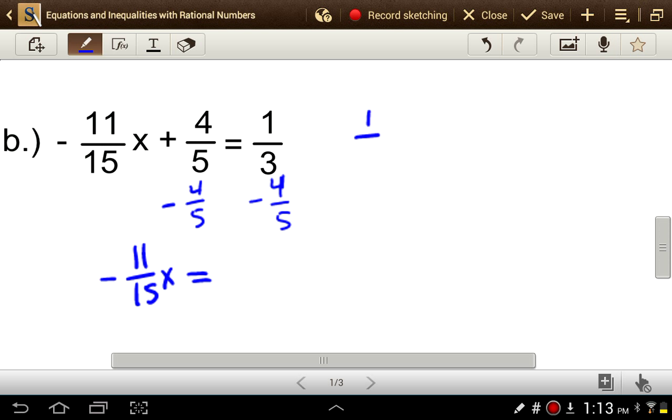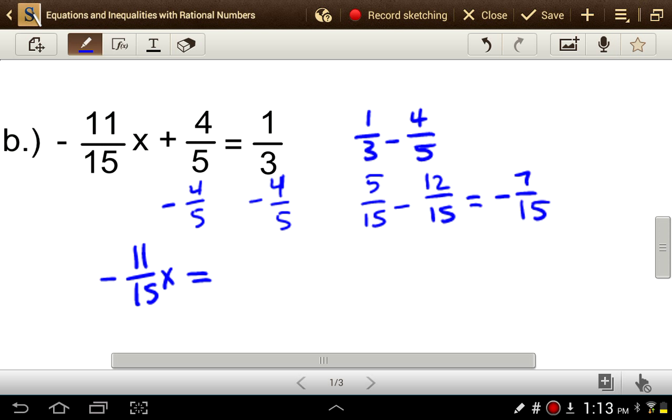So I'm going to do 1/3 minus 4/5. Remember, when we subtract, we got to find a common denominator, which is 15. So this becomes 5/15 minus this becomes 12/15. And when you subtract it, you get negative 7/15. 5 minus 12 is negative 7. So that's going to be negative 7/15. So then I put the result in there.